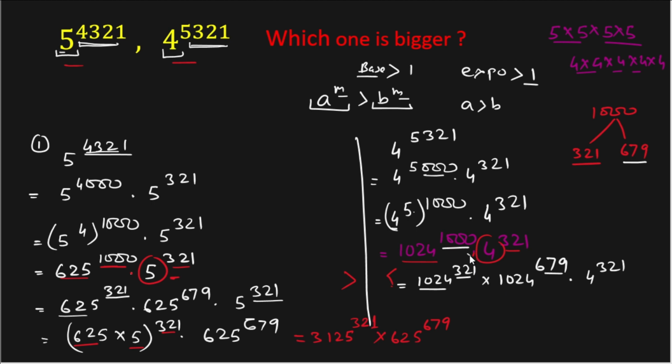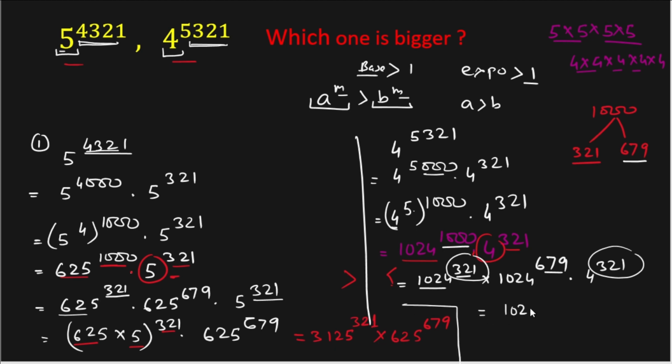Now here also 321 and 321, the power is the same, so we'll write it here: 1024 multiplied by 4 having power 321, and it is multiplied by 1024 powered by 679. Now the multiplication of 1024 and 4 will be 4096 powered by 321, multiplied by this term, that is 1024 powered by 679.